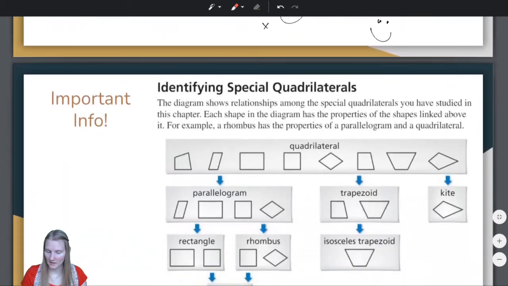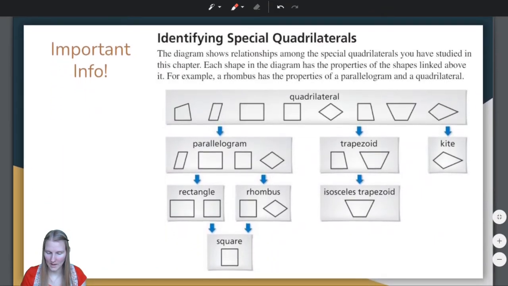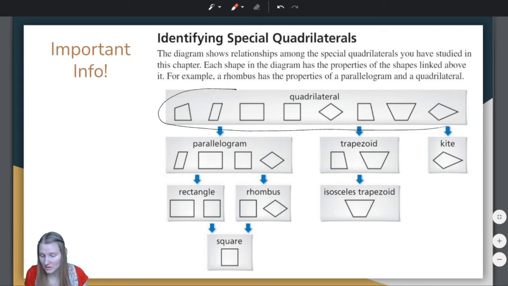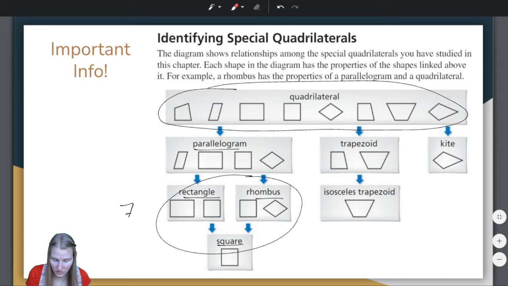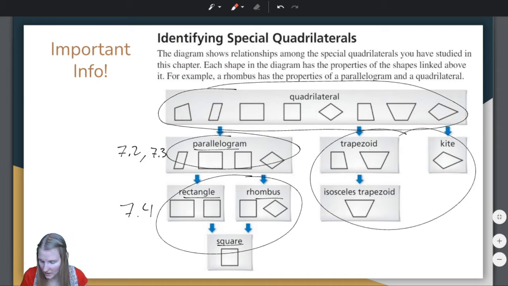Let's go ahead and move on to some very important information that you need to have. Identifying special quadrilaterals. So now we have learned about a ton of quadrilaterals. Look at all these different shapes that we've learned about. We've learned about parallelograms, rectangles, rhombuses, and squares. This was section 7.4. This was section 7.2 and 7.3. And these were section 7.5. So, 4 sections on quadrilaterals.